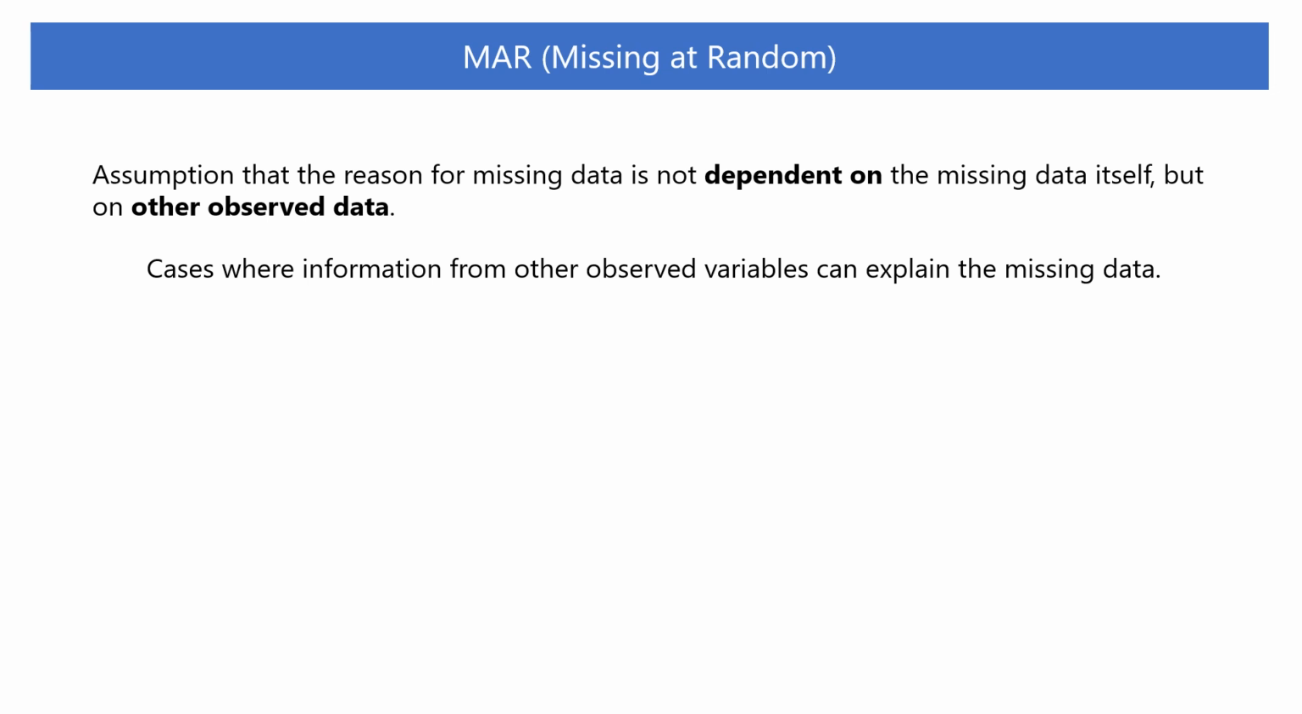MAR is an abbreviation for missing at random. Missing at random is the assumption that the reason for missing data is not dependent on the missing data itself, but on other observed data. In other words, it refers to cases where information from other observed variables can explain the missing data.